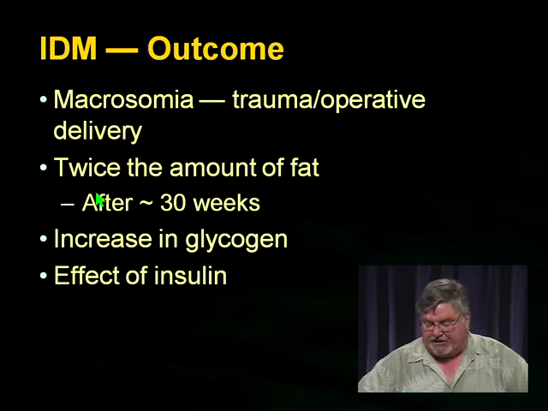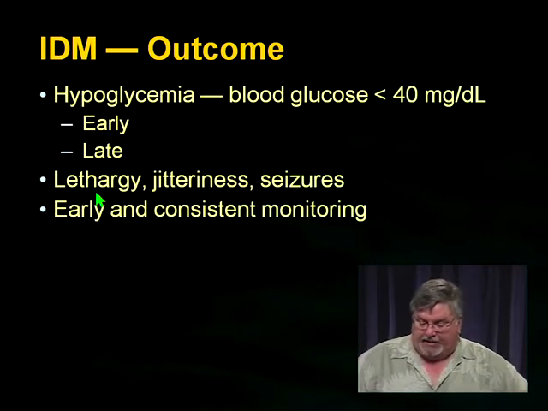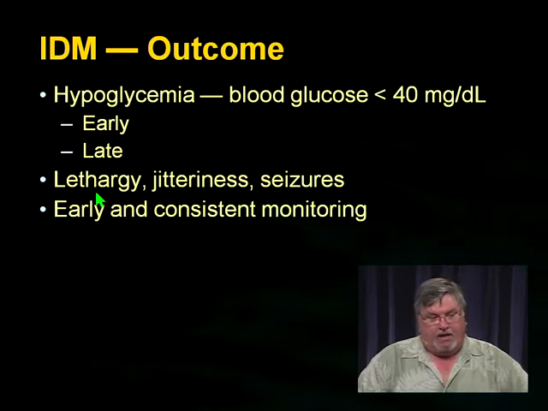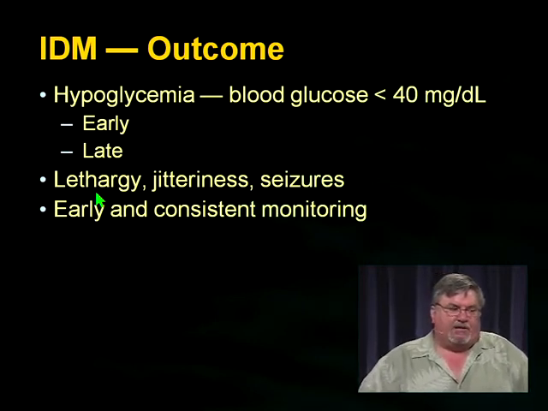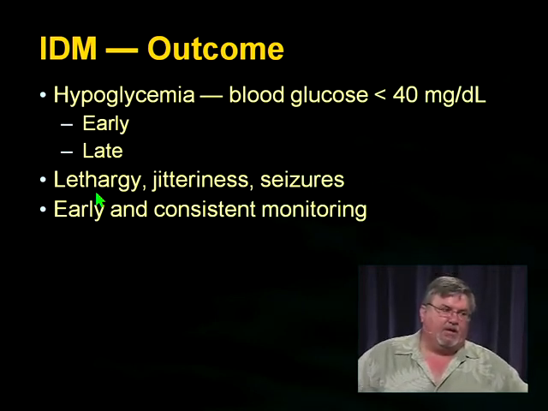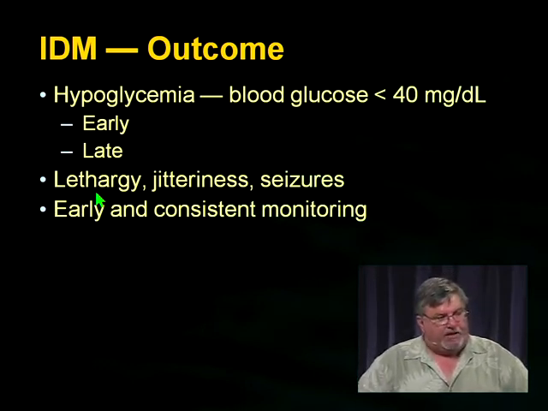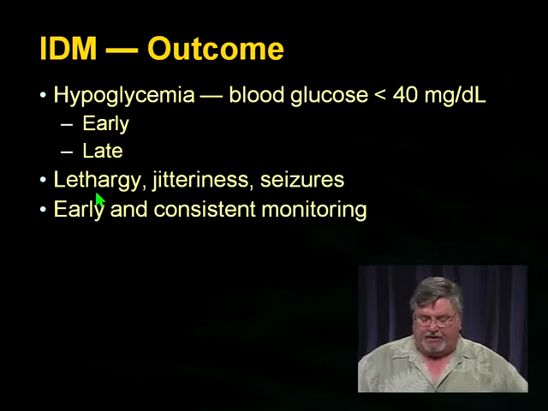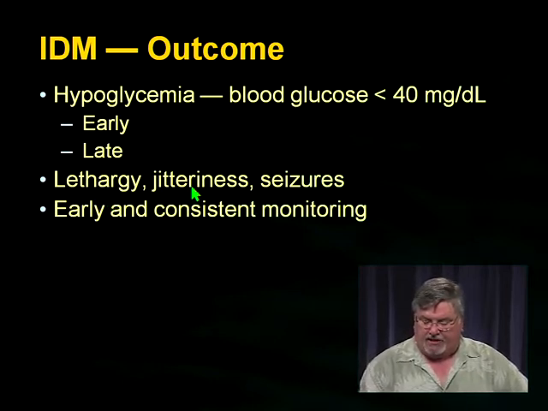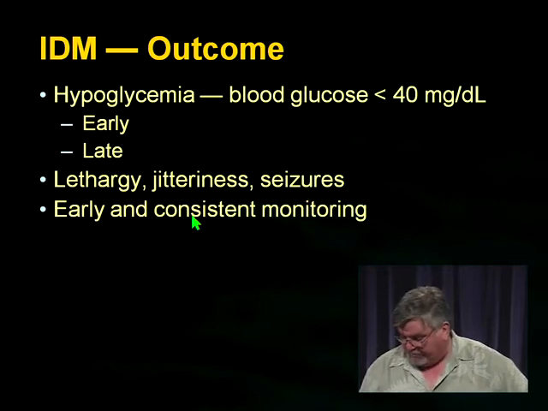We talked about their glycogen and about their effects of insulin. Again, hypoglycemia, blood glucose less than 40. These children get into trouble with hypoglycemia in two different places, in two different stages. They have early hypoglycemia, which is generally minutes to hours after they're born. They can also get in trouble with late hypoglycemia, which is generally a day or so after they're born. So you have to be a little bit careful with these children and not just shunt them out to the normal newborn nursery without some sort of glucose surveillance. When they're hypoglycemic, they can present with lethargy, jitteriness, obviously with seizures if it gets low enough. So they need early and consistent glucose monitoring.